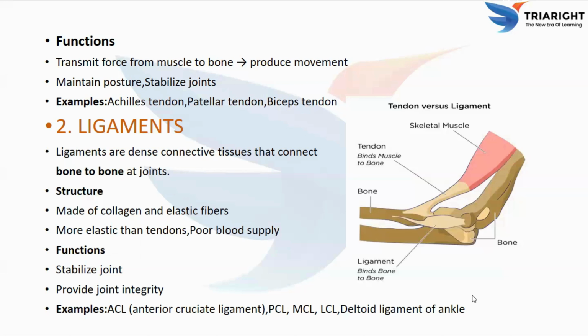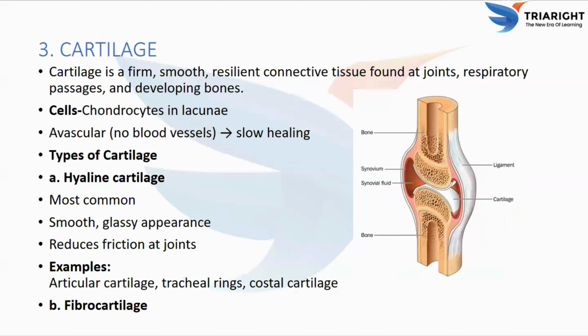Here is a picture. You can see both tendon and ligament. Tendon connects muscle to bone, whereas ligament connects bone to bone. Tendon helps in producing movement, whereas ligament helps in providing stability. And the other connective tissue structure is the cartilage. So what is a cartilage?